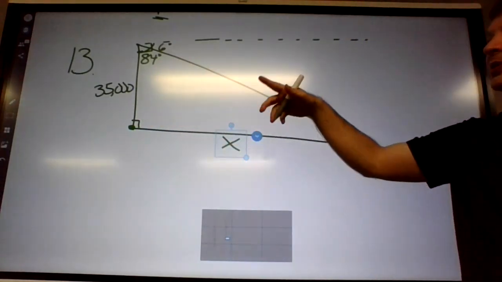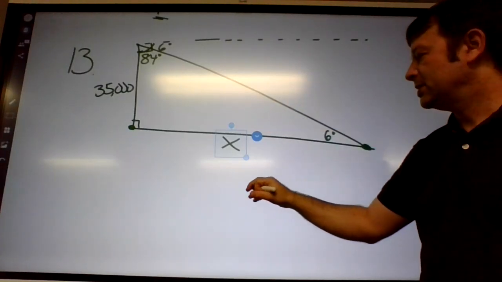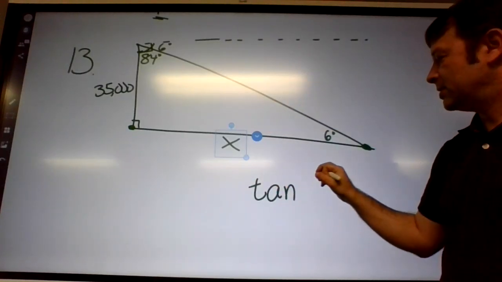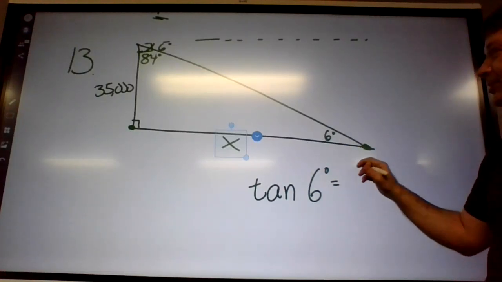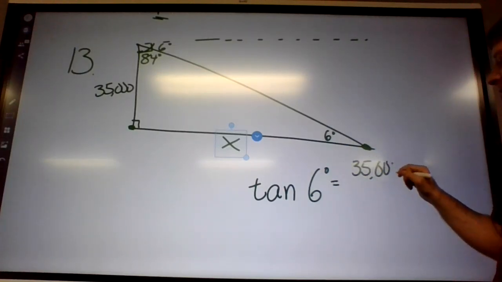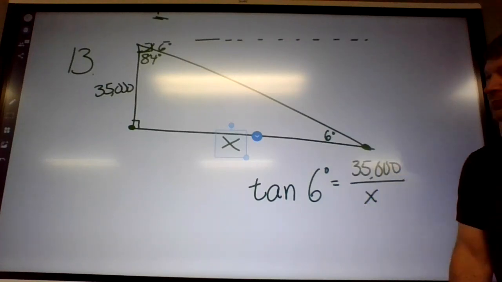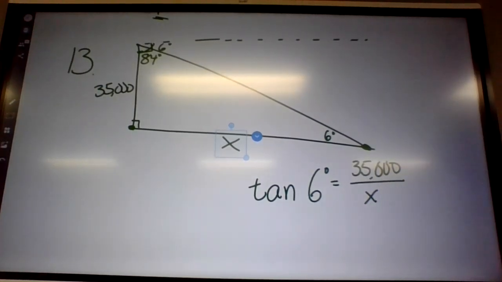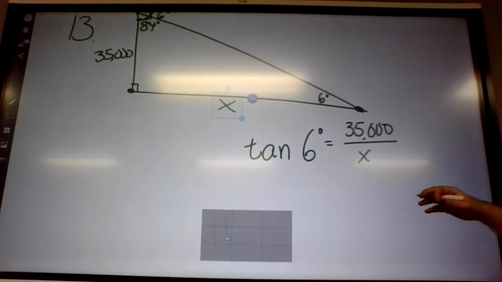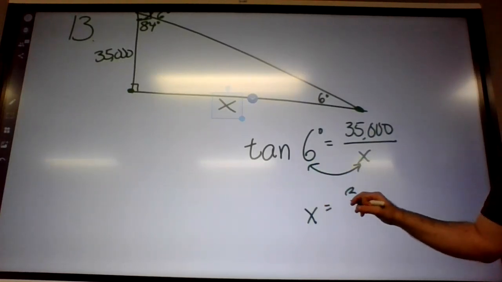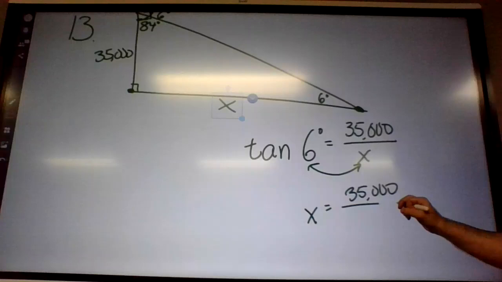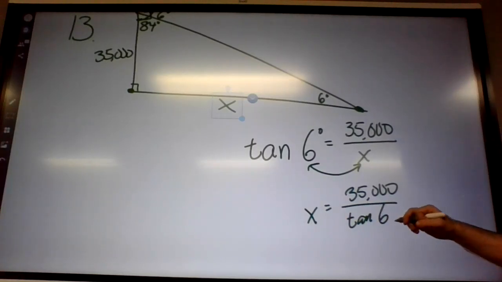Which trig function deals with opposite and adjacent? Tangent. So it's tangent of this angle equals opposite 35,000 over adjacent. We could also use the 84-degree angle. How do we solve for x? What? Yeah, these two switch spots. X equals 35,000 divided by tangent of 6.